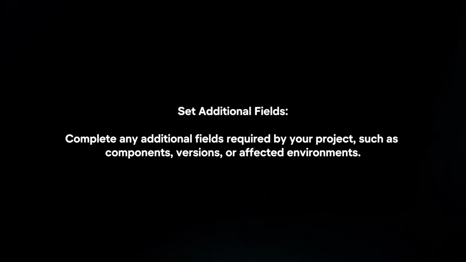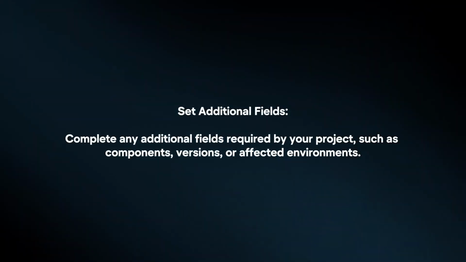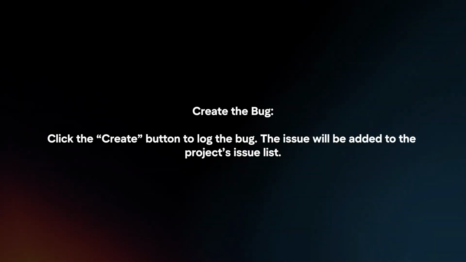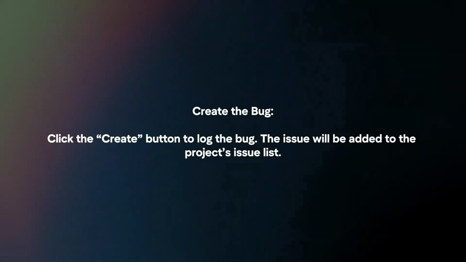Set additional fields. Complete any additional fields required by your project, such as components, versions, or affected environments. Create the bug. Click the Create button to log the bug. The issue will be added to the project's issue list.